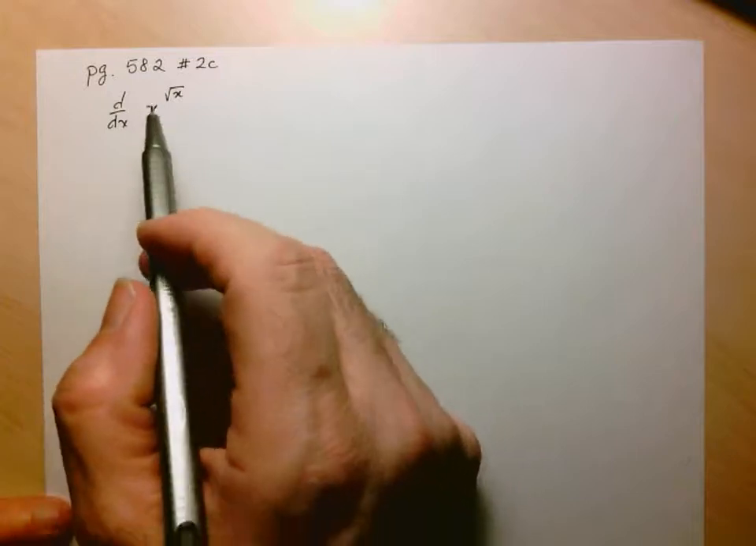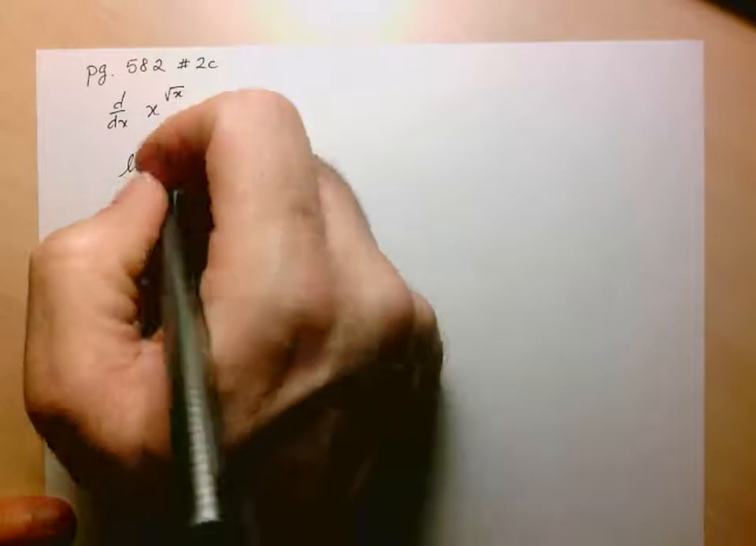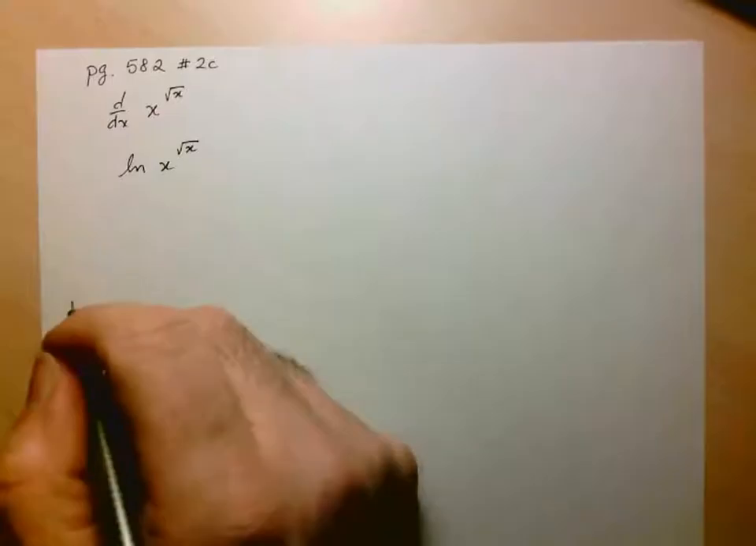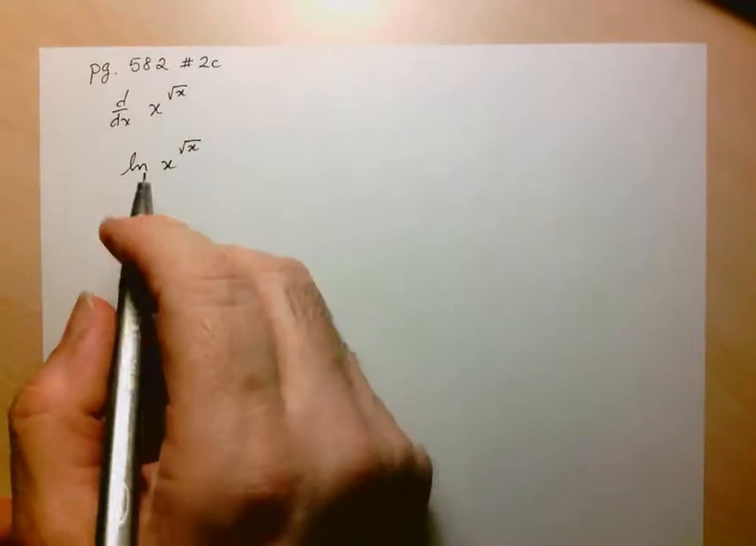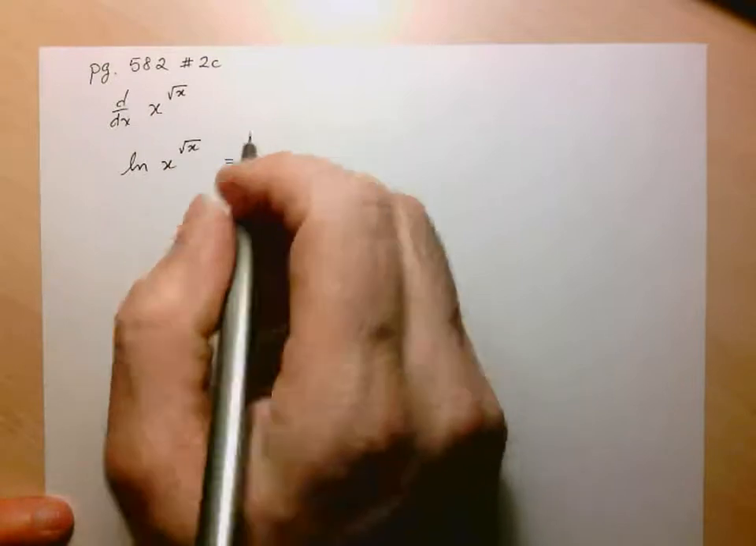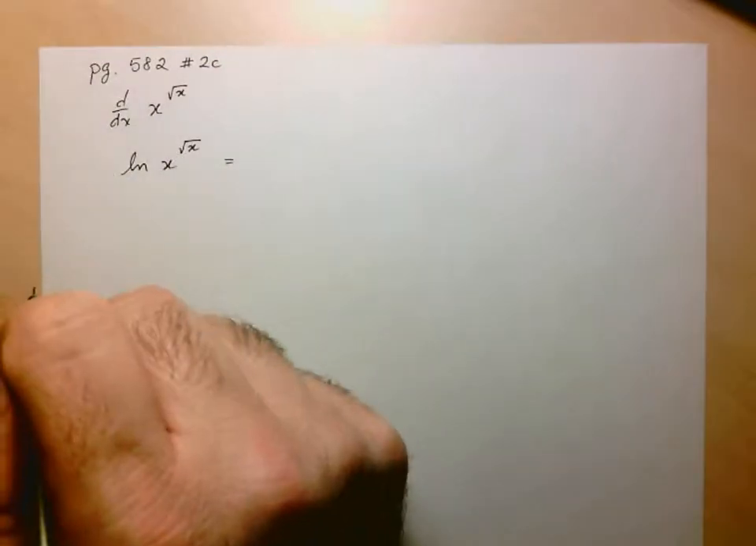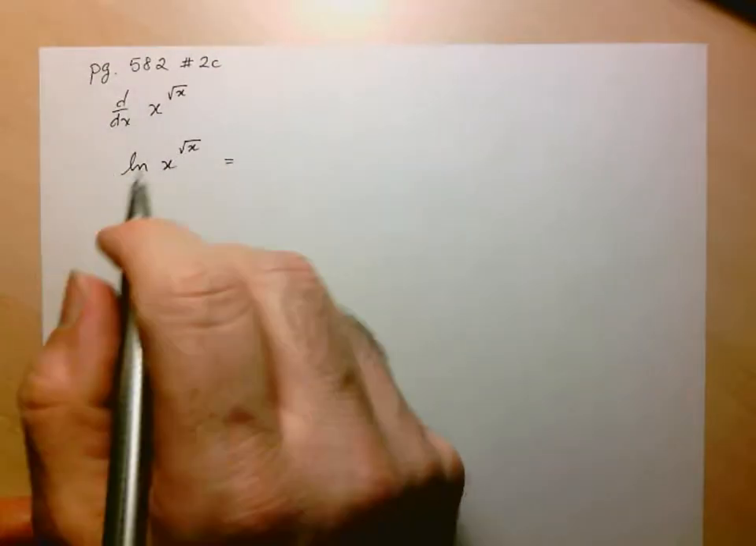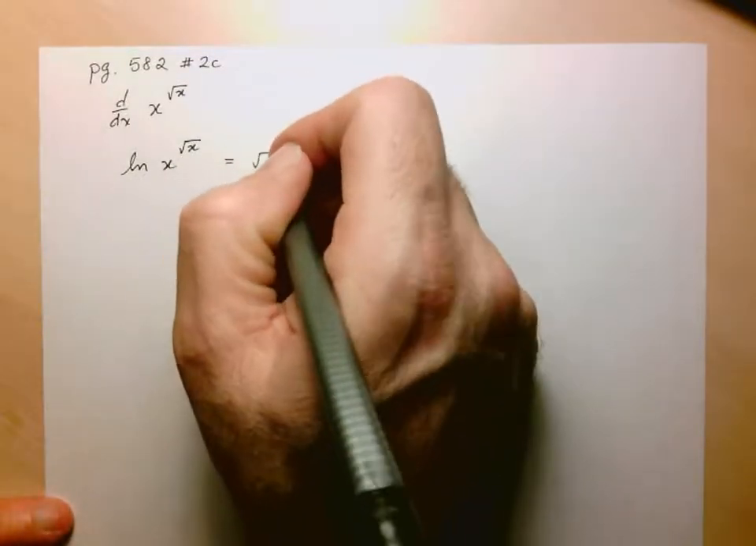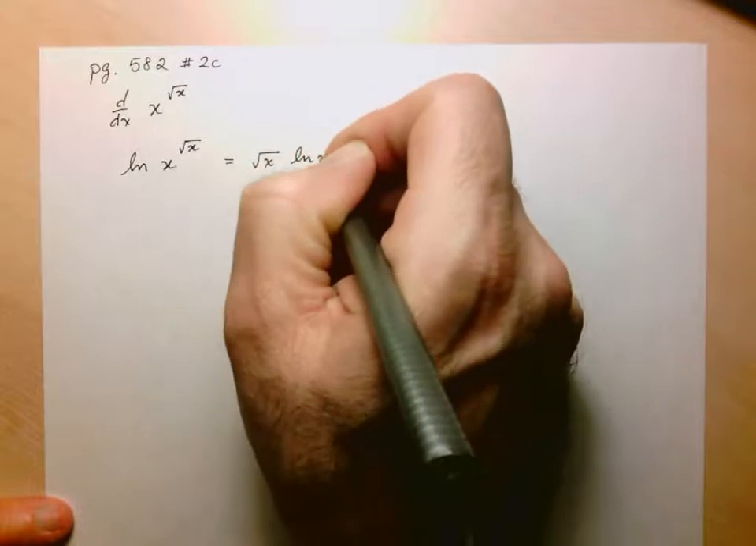So I'm not going to be working directly with x to the root x. I'm going to be working with the natural logarithm of this expression. Now again, the reason why we work with this expression instead of x to the root x is this allows me to use a ski-slope rule and take that expression with a variable out of the exponent. So I can rewrite this as square root of x times ln x.